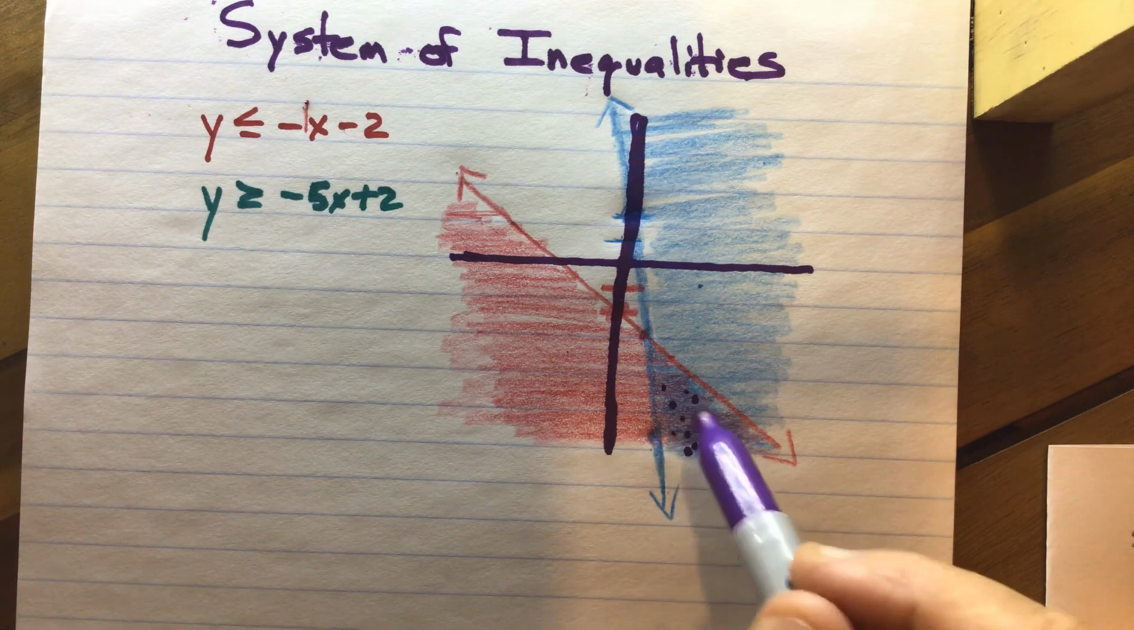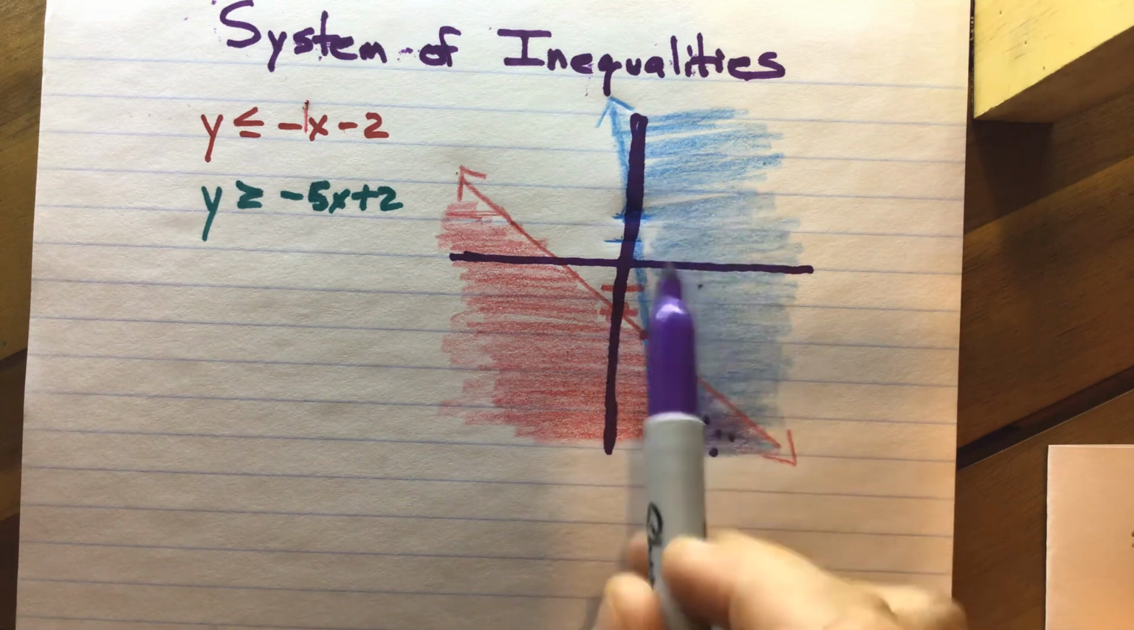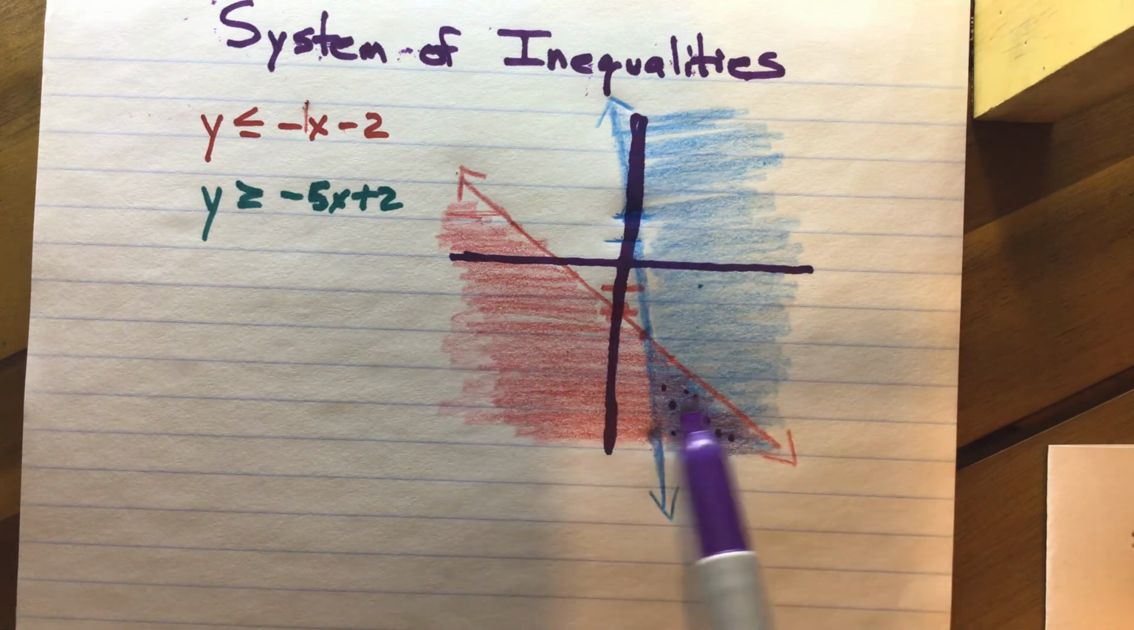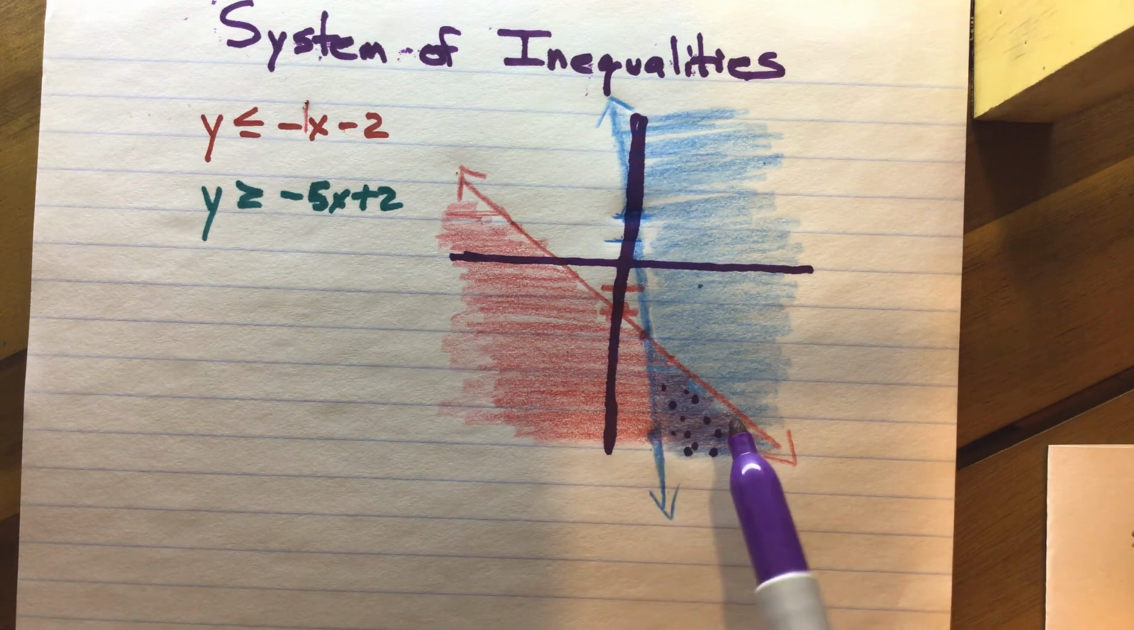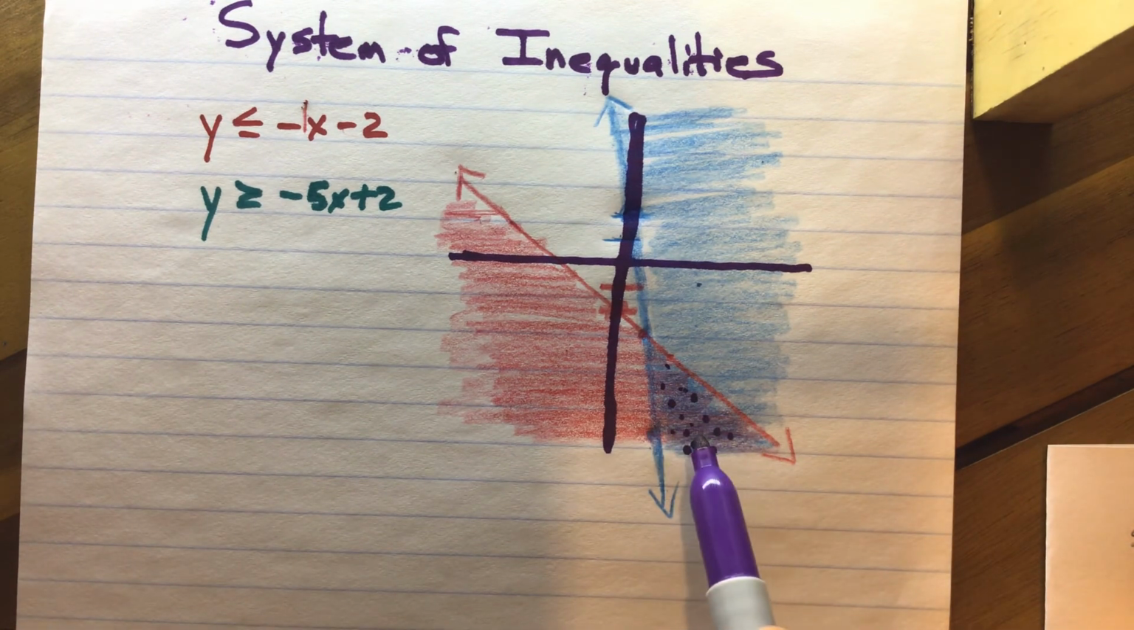So it helps if we do this in colored pencils. You don't have to. This could have been a regular lead pencil, and then you just darken it where the overlap is, and that's the region that we're looking for. So anything in this area here is a solution to that system of inequalities.